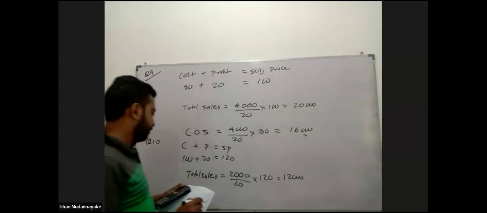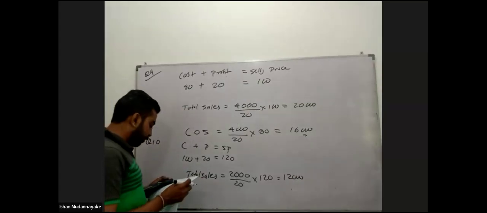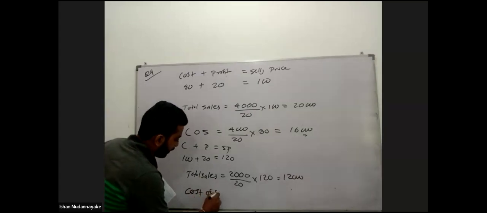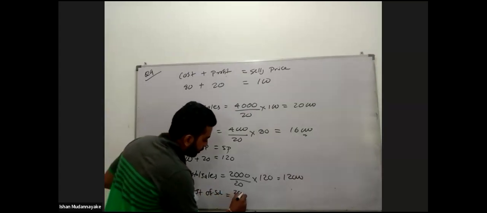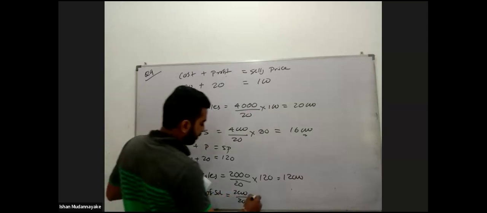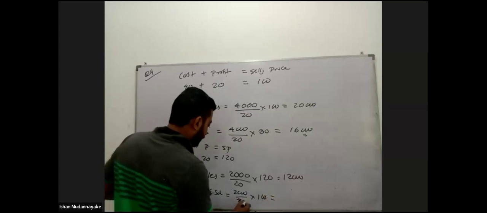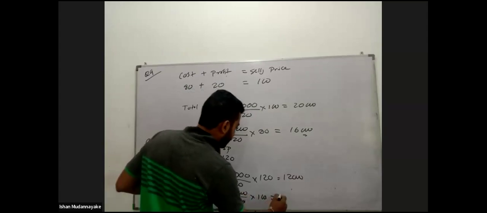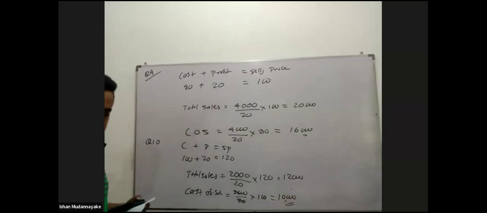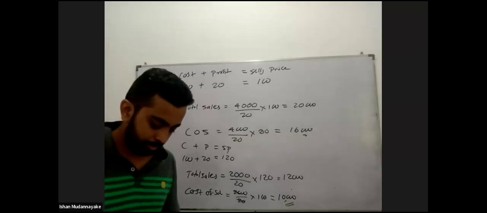12,000. And then if you want to calculate cost of sales, 2,000 divided by 20, multiplied by 100. Then here, 10,000. Right, 10,000.